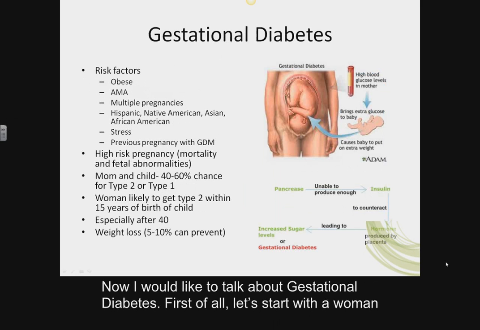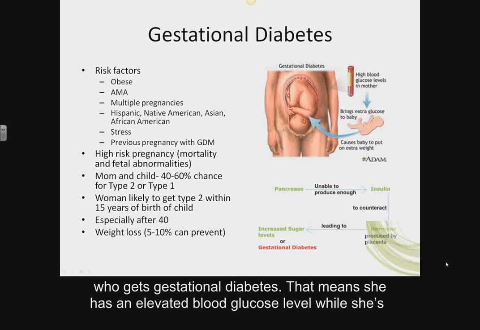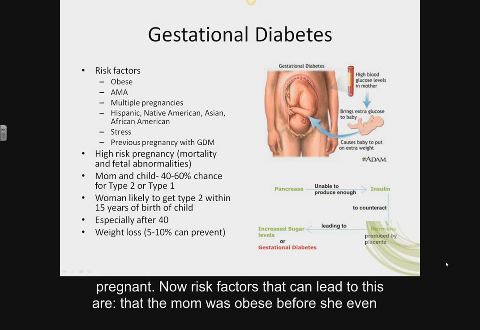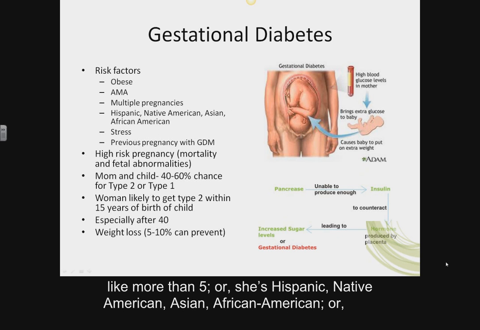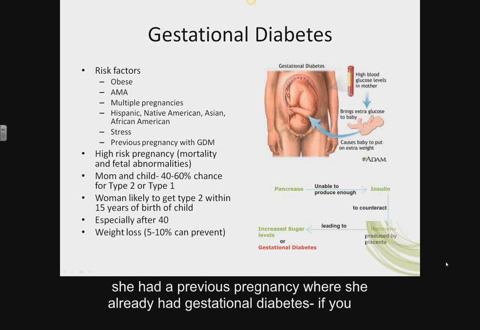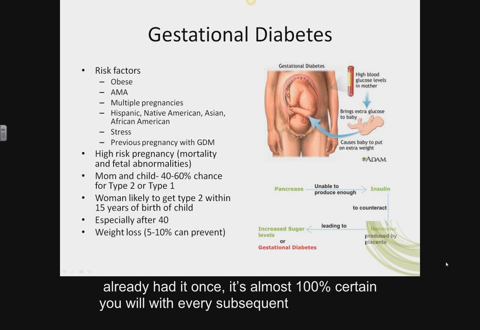Now I would like to talk about gestational diabetes. First of all, let's start with a woman who gets gestational diabetes. That means she has elevated blood glucose levels while she's pregnant. Now, risk factors can lead to this, and they are that the mom was obese before she even got pregnant, or she had advanced maternal age, or she has had multiple pregnancies, like more than 5, or she's Hispanic, Native American, Asian, African American, or she had a previous pregnancy where she already had gestational diabetes. If you already had it once, it's almost 100% certain you will have it with every subsequent pregnancy.